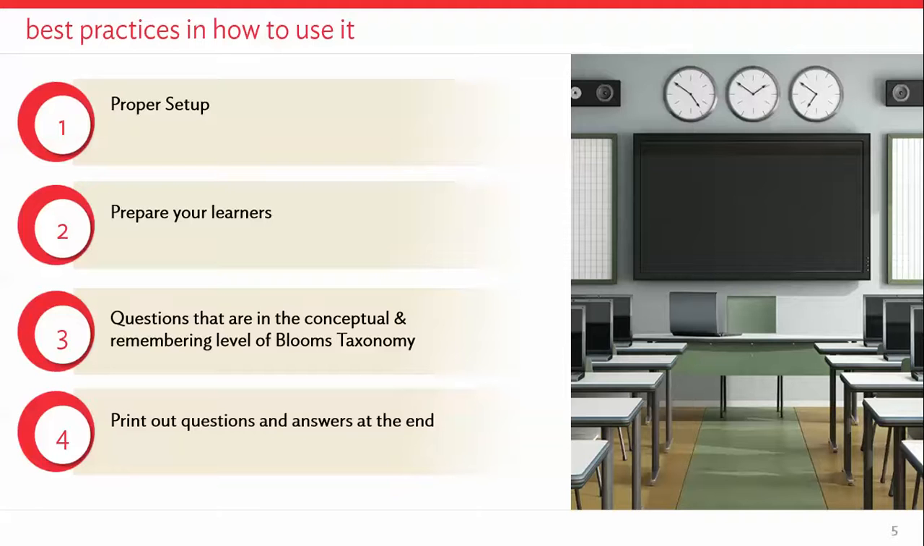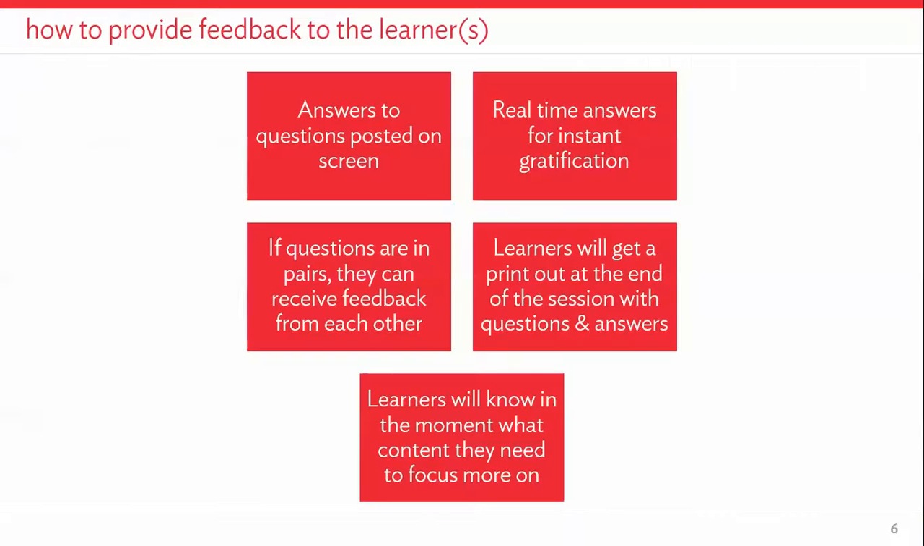Number 4, print out questions and answers at the end. This is to help the learner so that they can have a printout and know exactly what they had gotten correct and what they did not get correct. How to provide feedback to the learners using Sli.do. One way is to answer questions posted on the screen. Learners can see what they got right and what they got wrong.